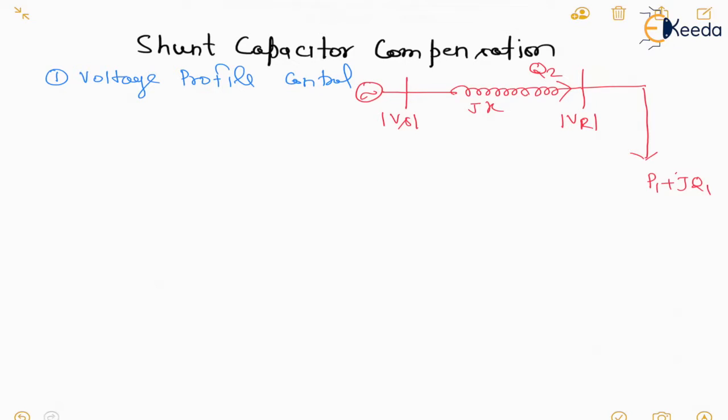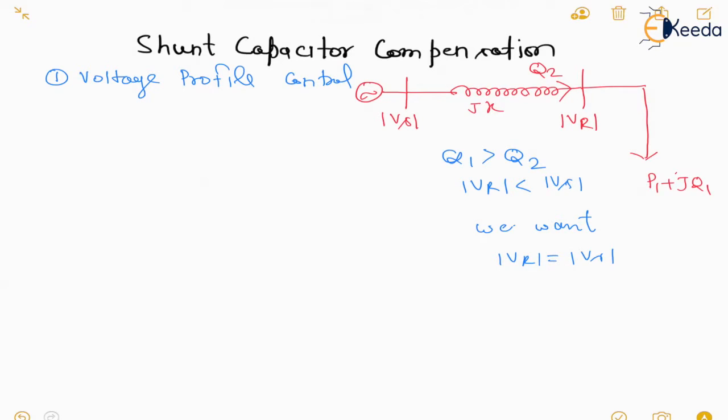Now let us assume we have one situation where Q1 is greater than Q2. Then what will happen? VR will be less than Vs. Now what do we want? We want to maintain the receiving end voltage profile equal to the sending end voltage profile. So we want VR equal to Vs.